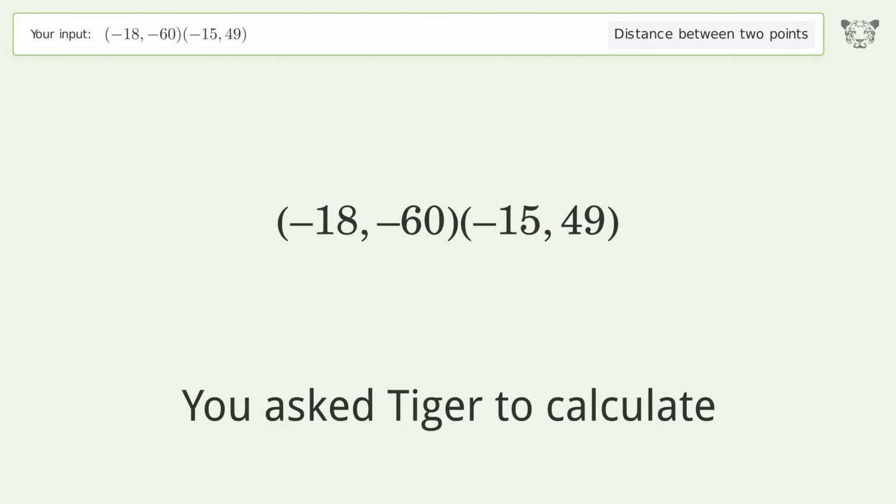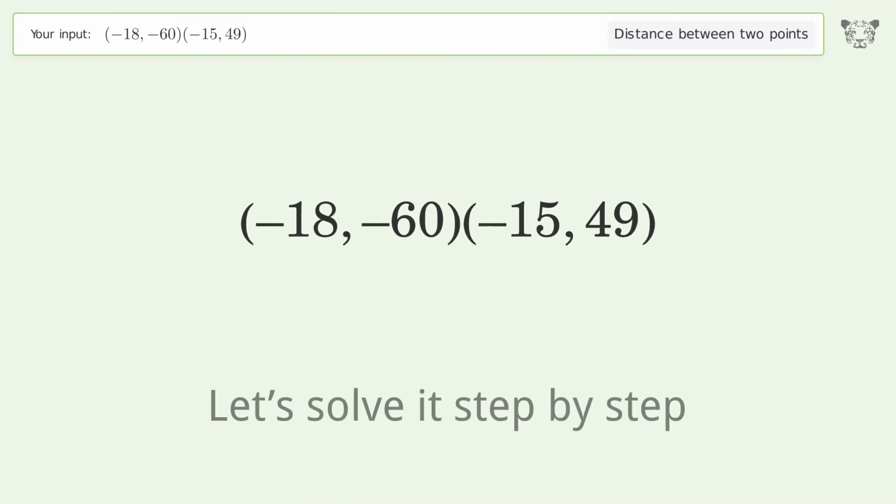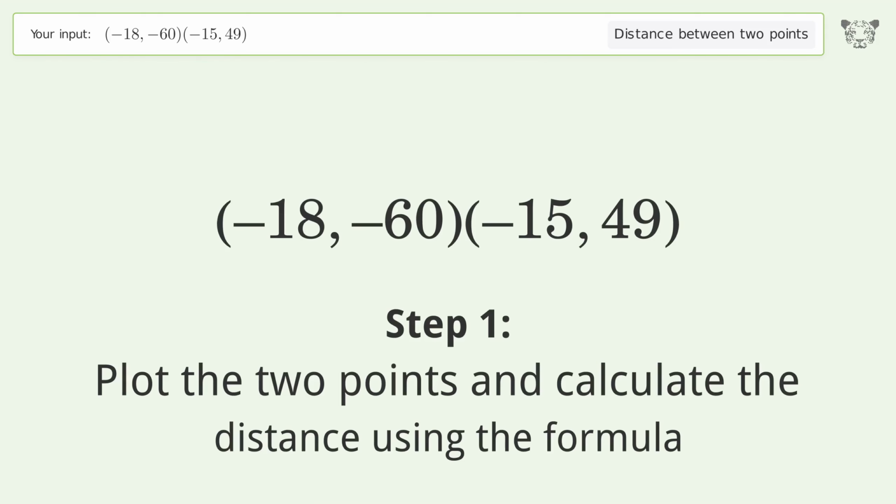You ask Tiger to calculate. This deals with the distance between 2 points. The distance between the 2 points is the square root of 11,890 or 109.041. Let's solve it step by step. Plot the 2 points and calculate the distance using the formula.